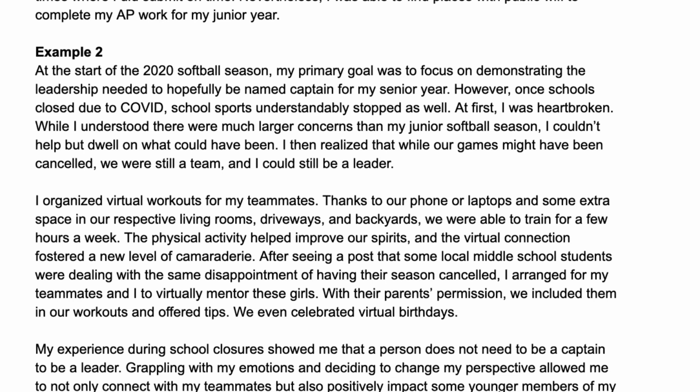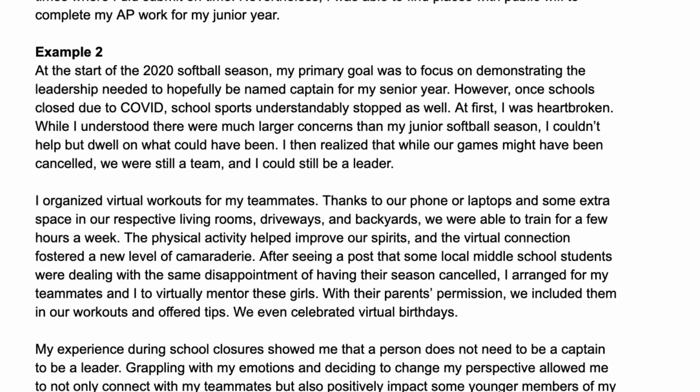So from this opening sentence, we know that this person is on the softball team and they consider themselves a leader. They want to be named captain. So this person has a goal in mind, which is important. And then it starts to talk about how once school shut down, then sports stopped as well. The student says, "At first I was heartbroken." So it is okay to admit that you had these feelings. It is okay to admit that not everything was okay. It's okay to say that you were disappointed.